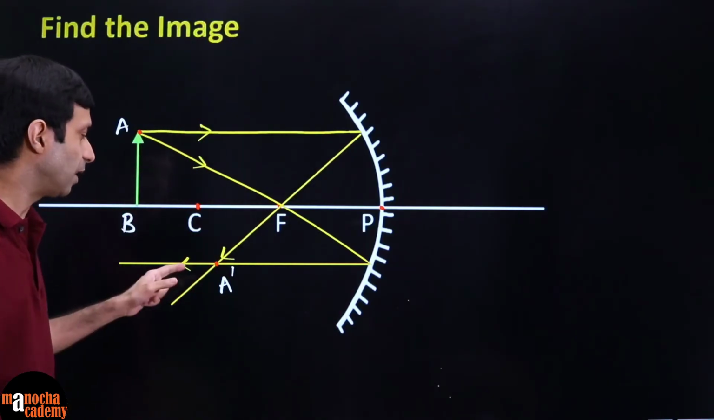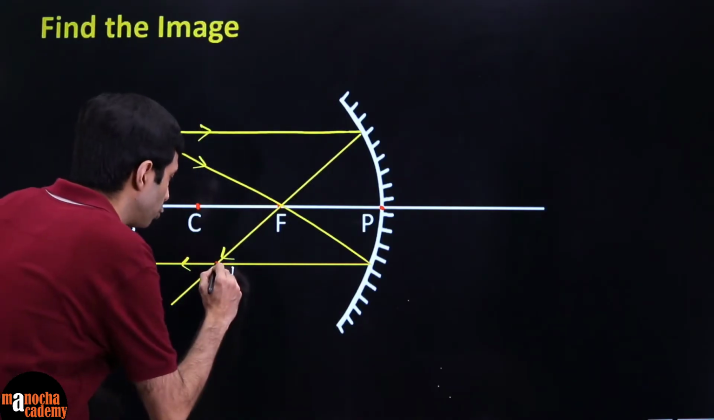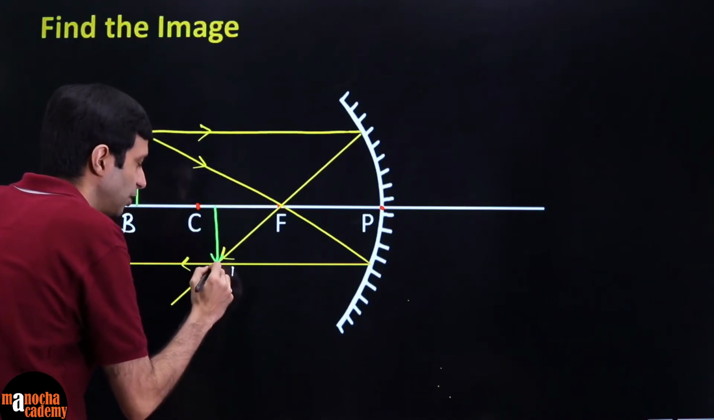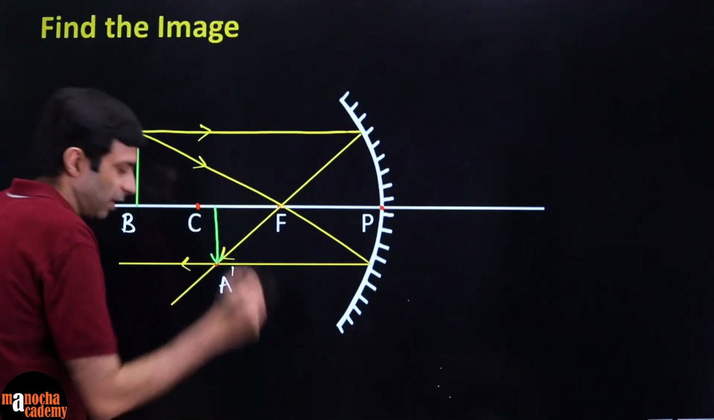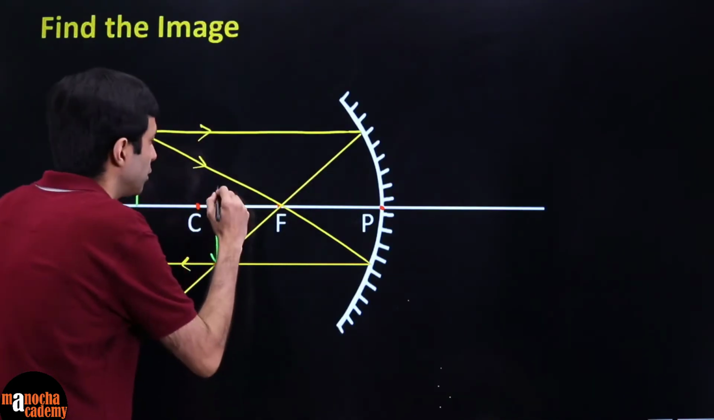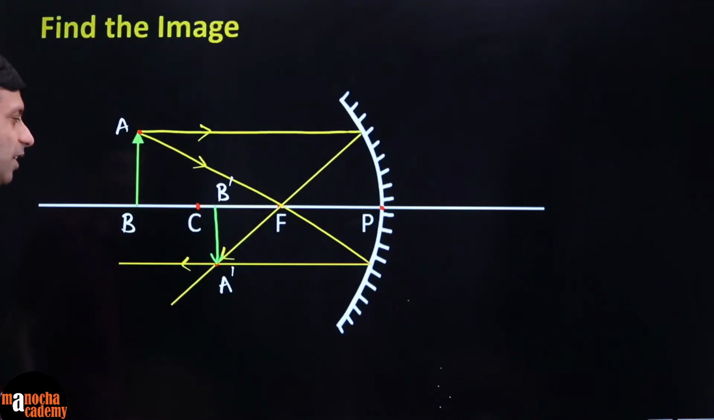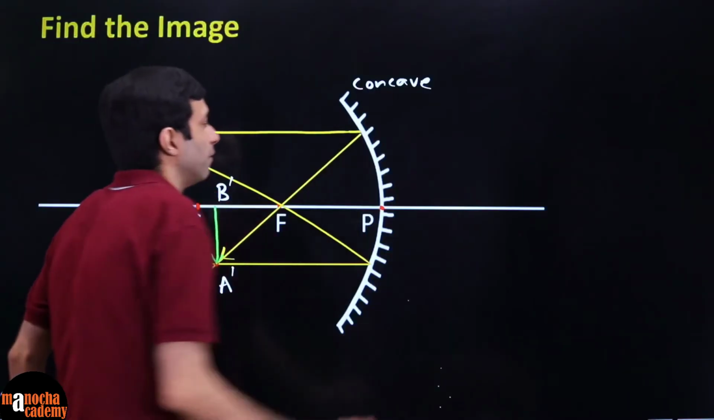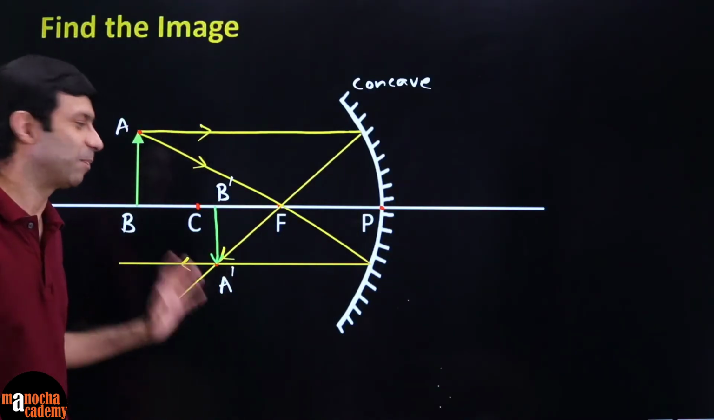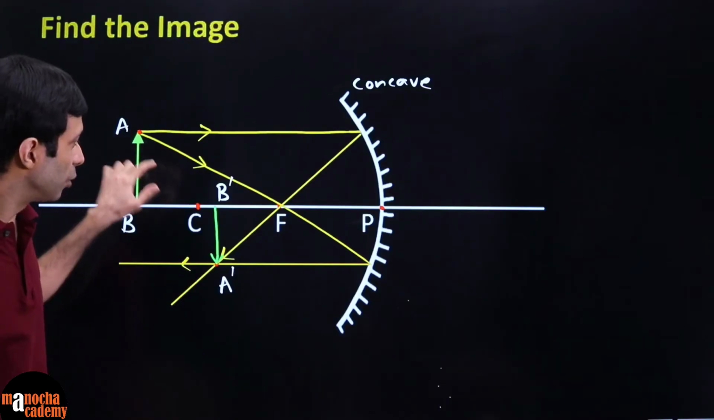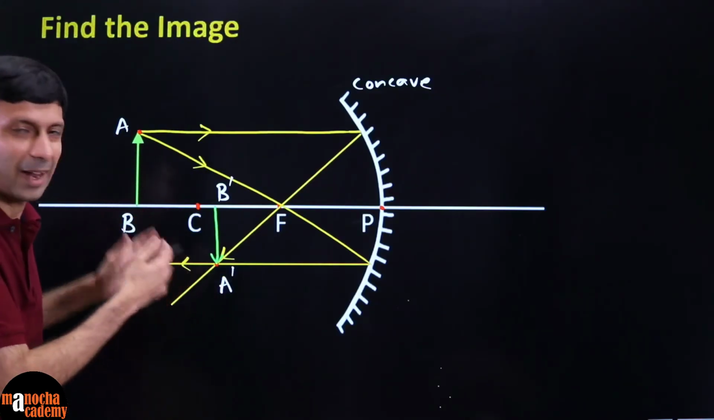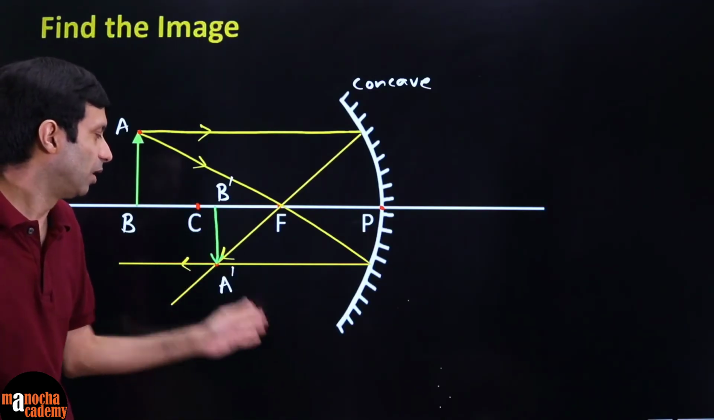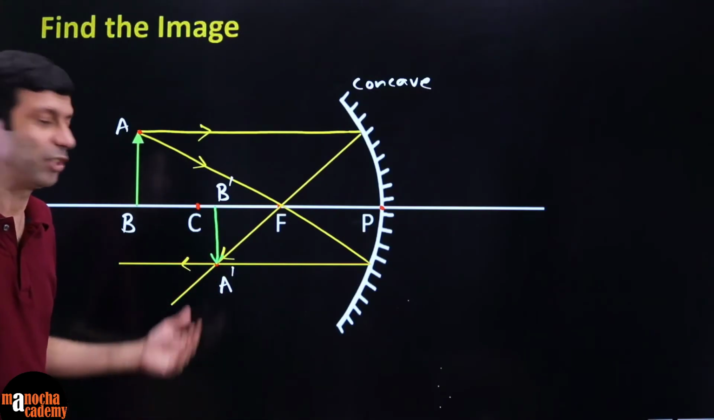And now where will the base lie? It's very simple. You just have to join this to the principal axis. So this point, A dash, is the top of the image, and this is B dash, the base of the image. Done. So can you guys see? We have got our image here for a concave mirror, where we use rule 1 and rule 3. As simple as that. If you use rule 2, you would also get the same thing. Of course, my diagram is a bit rough here, but you will have the same ray passing through the center of curvature, and it will again give you the image at A dash.